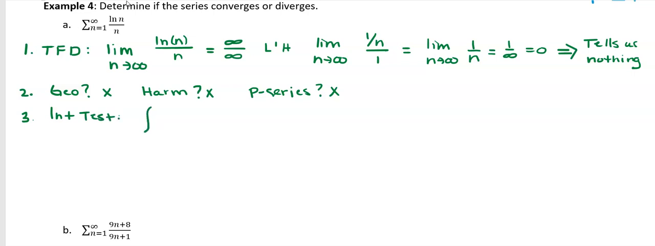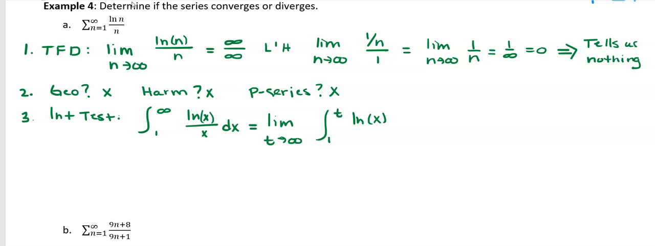So we're going to change this into an improper integral from 1 to infinity of the ln of x over x. We're doing this in terms of x, which means we're going to have to make it into the limit as t is approaching infinity from 1 to t, because you have to change your bounds when dealing with your improper integral.